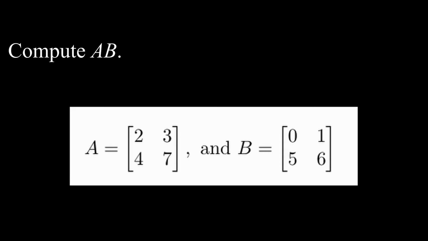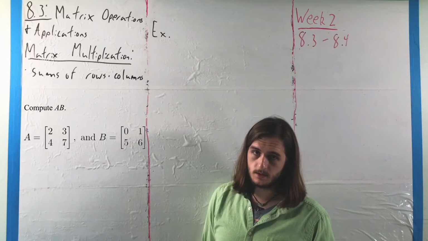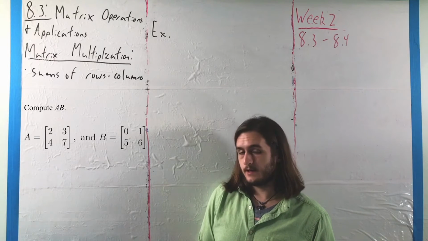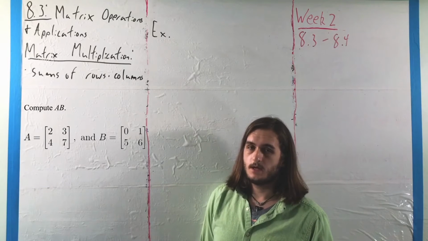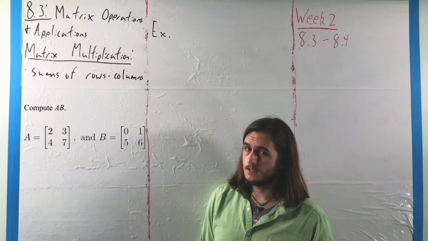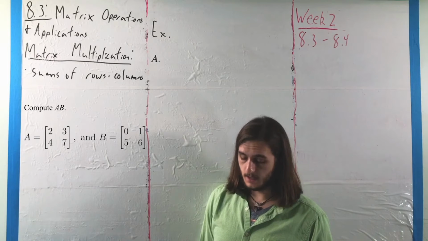So what we're going to do here is look at matrix A, which is 2, 3, 4, 7, and B, which is 0, 1, 5, 6, where we're going to compute matrix A times B. So we're going to go with this as we saw in that last bit there, with those row by column ideas. We're going to go through this carefully, step by step.